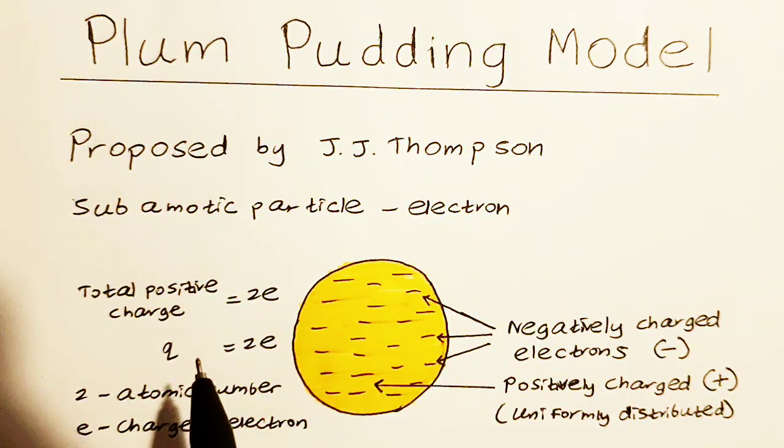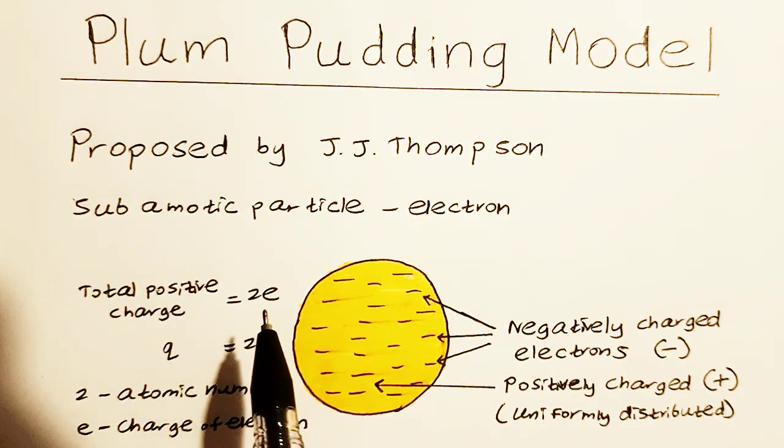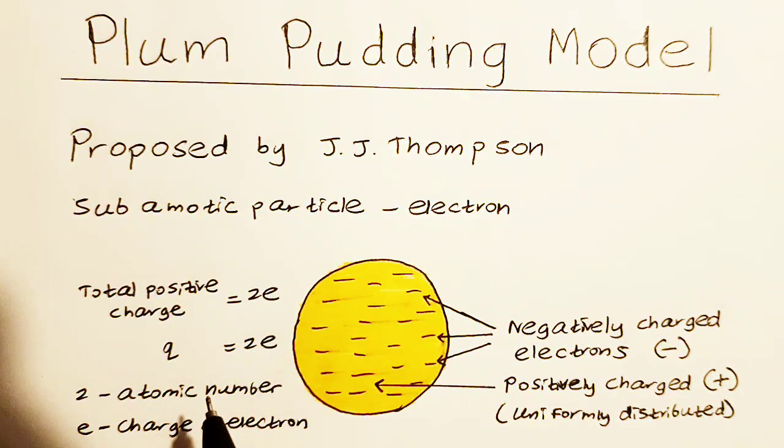And also the total positive charge Q is equal to Z times e, where Z is the atomic number and e is the charge of the electron. So scientists carried out experiments to check whether the model was true or not. As discovered by Ernest Rutherford in his gold foil experiment, it was concluded that the predictions made in the Plum pudding model were wrong. So this model was rejected after the gold foil experiment carried out by Ernest Rutherford.